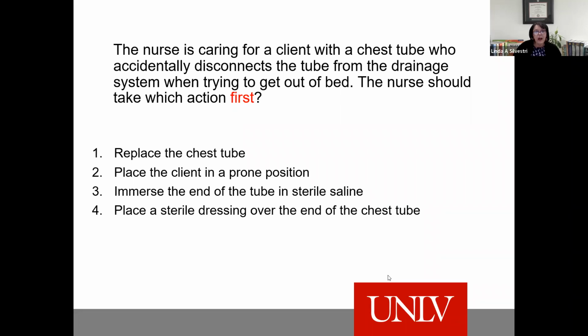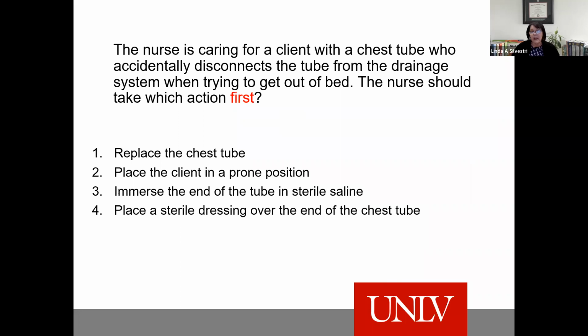Okay, excellent. 91% of you selected option 3, which is definitely the correct answer. If that chest tube disconnects from the patient, remember, our drainage system is functioning as our water seal and preventing any further pneumothorax in that patient. So you would definitely immerse the tube into some sterile saline, and that sterile saline is going to act as the water level fluid for that chest tube system until you can get help.